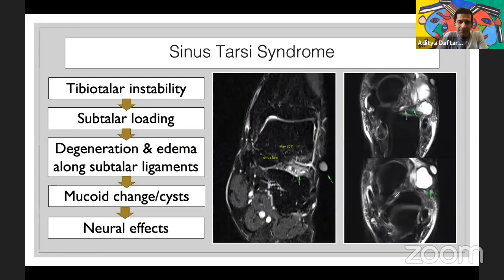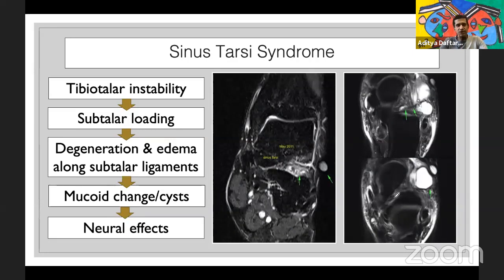Once you have a patient with tibiotalar instability, you will end up loading your subtalar joints more. With that increased loading of the subtalar joints, you end up seeing some intrasubstance degenerative changes of those ligaments within the sinus tarsi. And with that sinus tarsi ligament degenerative change, you have edema on the surrounding neurovascular structures, which then leads to the neural effects of a sinus tarsi syndrome.